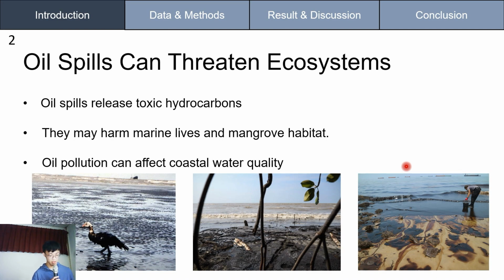First, oil pollution is an important environmental issue in marine ecosystems. When the oil enters the ocean, it will release toxic hydrocarbons, and this substance is toxic and poisonous, and they may harm marine lives and mangrove habitat. As the photo shows, the seabird is covered with oil, and the mangrove habitat is fragile and hard to recover from oil spills.